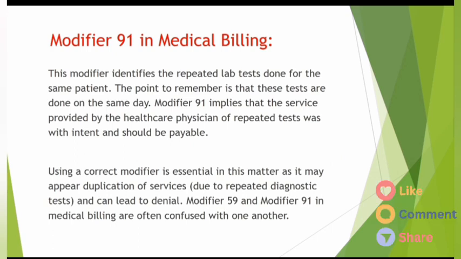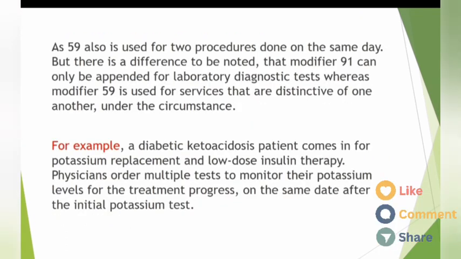Modifier 59 and Modifier 91 in medical billing are often confused with one another, as 59 also is used for two procedures done on the same day. But there is a difference to be noted: Modifier 91 can only be appended for laboratory diagnostic tests, whereas Modifier 59 is used for services that are distinct from one another under the circumstance.